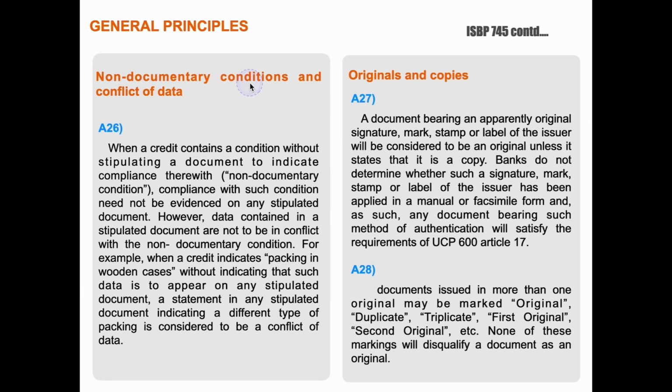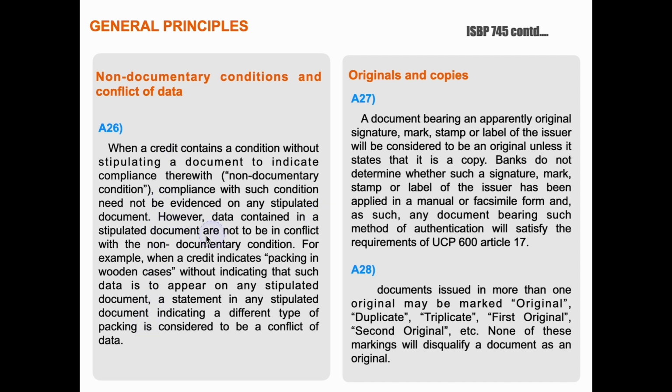The next one is non-documentary conditions and conflict of data. When a credit contains a condition without stipulating a document to indicate compliance therewith, it is a non-documentary condition. Compliance with such a condition need not be evidenced on any stipulated document. This is the same as we discussed in Article 14H, right? What is a non-documentary condition? If there is a condition in the LC but no document to indicate compliance with that condition, we consider it a non-documentary condition because no document is called for to evidence it. But there is some addition in ISBP, which we will discuss further.